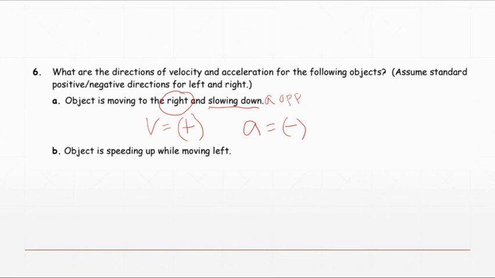An object is speeding up while moving to the left. Moving to the left, velocity is negative. And then it's speeding up. Speeding up, acceleration is the same sign. So acceleration is negative as well. So it's kind of a brain twister, but it is important for you to understand the directions and the values of the signs.